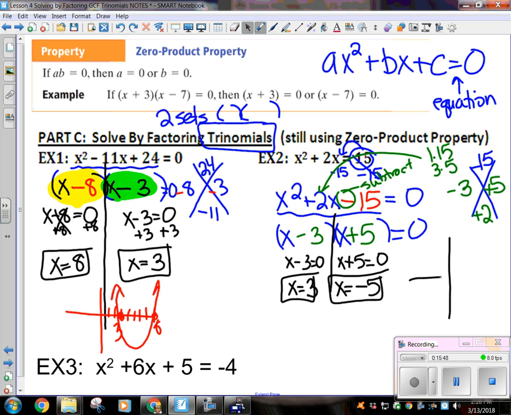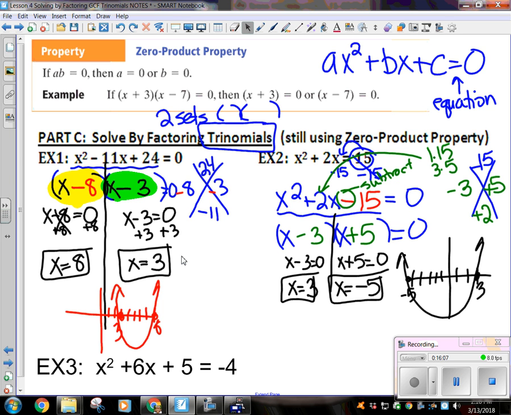If I go to a graph, it's going to be 1, 2, 3. 1, 2, 3, 4, 5, negative 5. Okay, I have a parabola that crosses at negative 5 and positive 3. Are you writing these notes down? Okay.